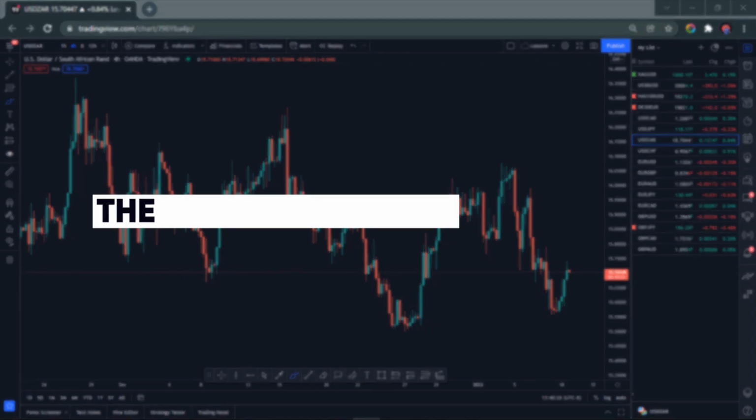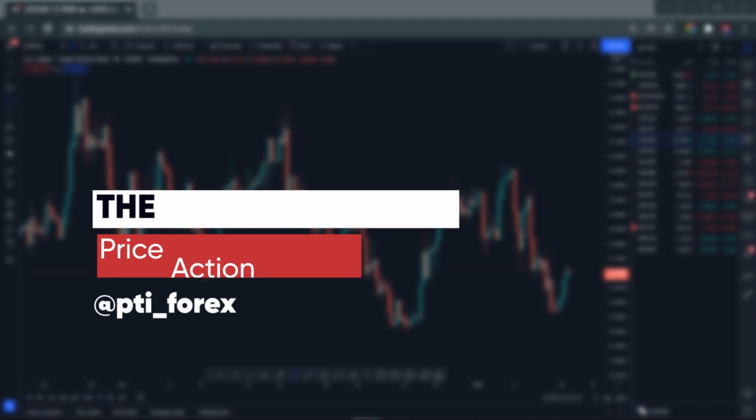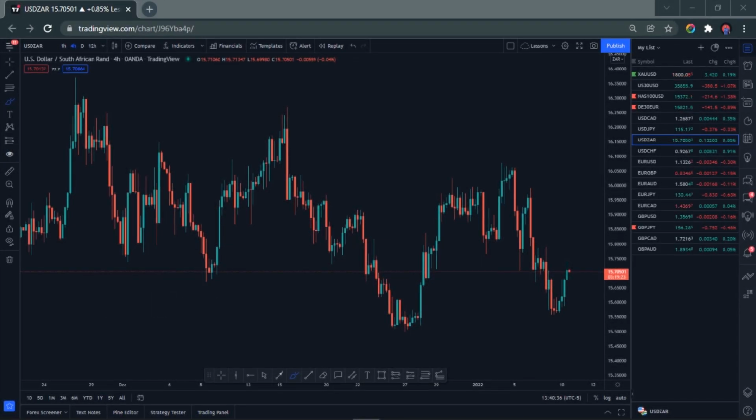So today I'm going to be addressing the issue of waves. This is one of the major hindrances when it comes to understanding your analysis as a trader. So let's make an example with this instrument. I'm on the 4-hour. Let's assume the 4-hour is my higher time frame. So I'm gonna indicate a few waves for you.